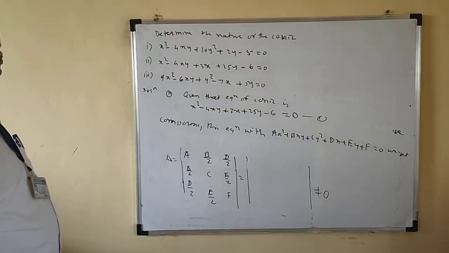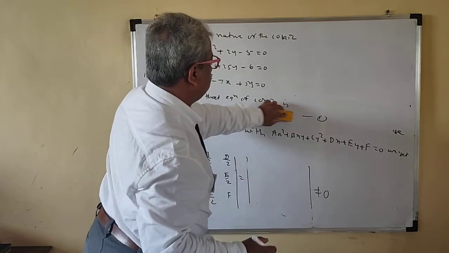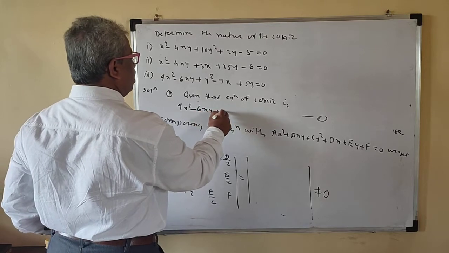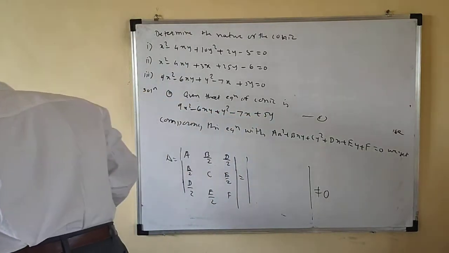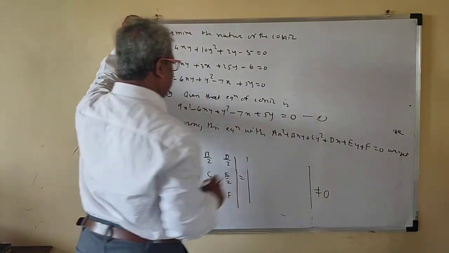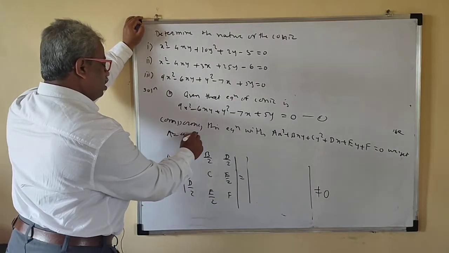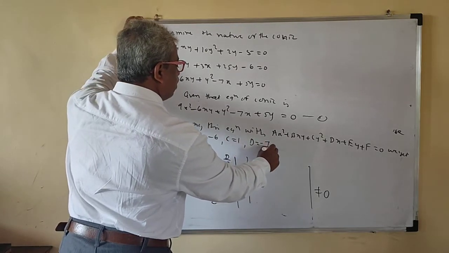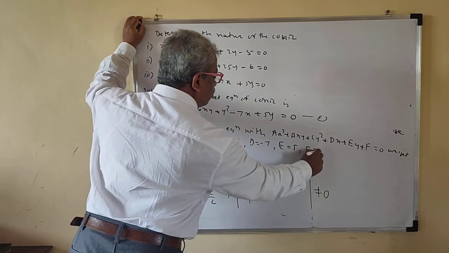For the third one, 9x square minus 6xy plus y square minus 5 plus 5y. The constant term is 0 there, so it is equal to 0. We call this equation 1. Comparing this equation with the general one, A is 9, B is minus 6, C is 1, D is minus 7, E is 5, and F is 0.